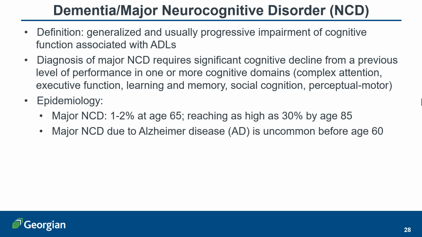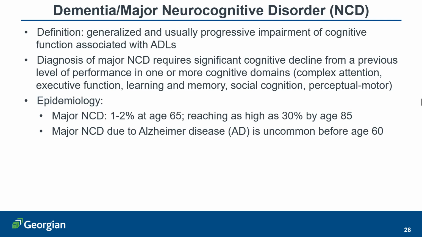We're now going to switch gears completely and discuss major neurocognitive disorders or dementia. The term major neurocognitive disorders, or NCD, is now preferred over dementia probably because the term dementia has a whole variety of meanings, especially in the general public.